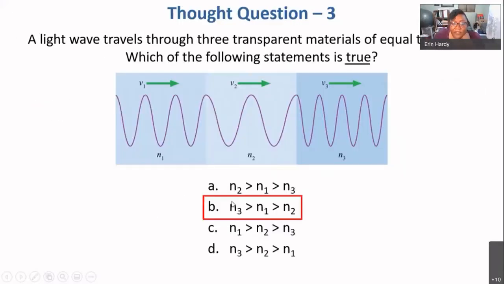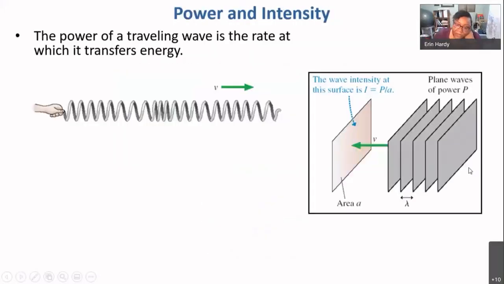Okay, so we're going to shift gears a little bit here. Before I jump into that new topic, are there any questions or concerns about the electromagnetic wave section that we talked about? Okay, you know the rules. Jump in at any time if you do have questions about anything.